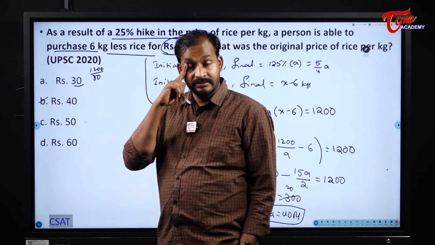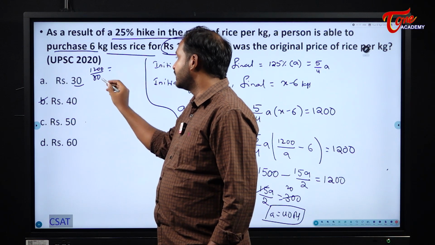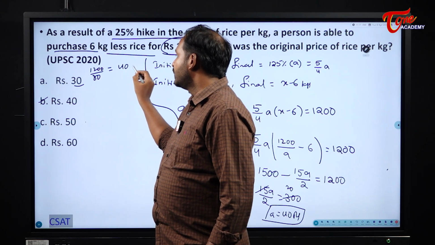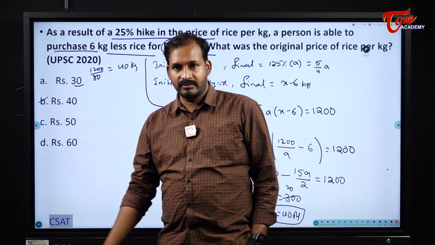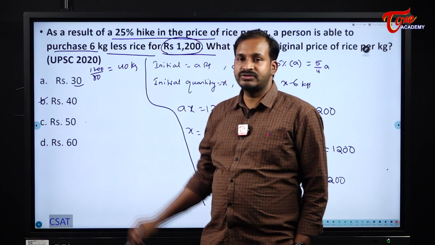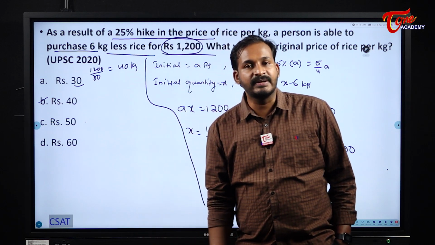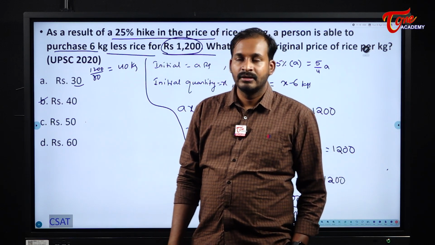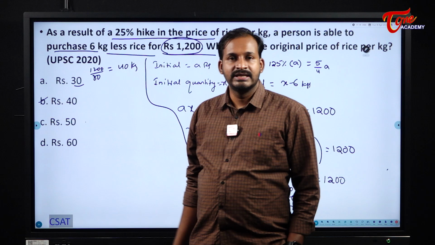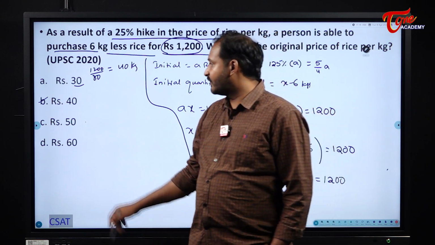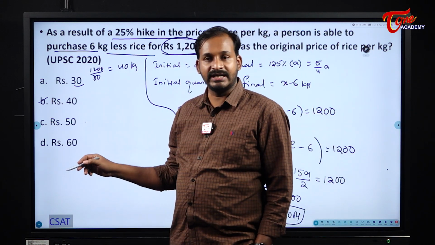1200 by 30, right? My initial quantity will become 1200 by 30. So this will become what for me? 40 kgs. Okay, initial quantity will become 40. Now the price is increased by how much? 25%. What is 25% of 30, students? 25% of 30 is 7.5. So now the new price will become 37.5.